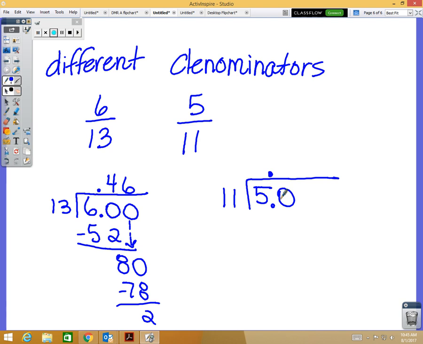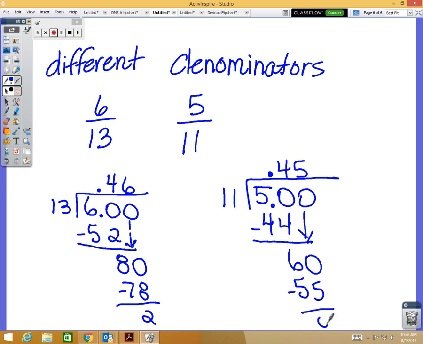11 goes into 50 4 times. Oh, that's the same so far. I need to make sure I bring down another 0. 11 goes into 60. Oh, good. We have something different. All right. So none of the rest of this matters. And we do... Oh, that's a 5. Sorry. We do not need to keep on going, okay, because they're different.